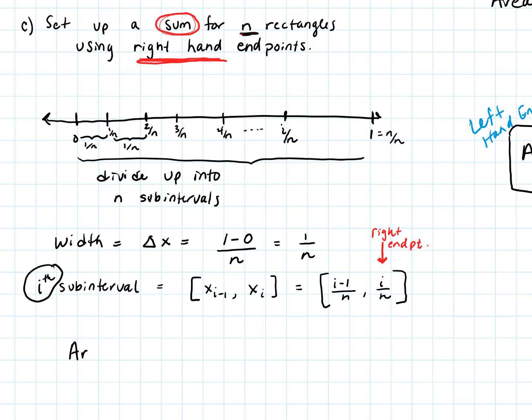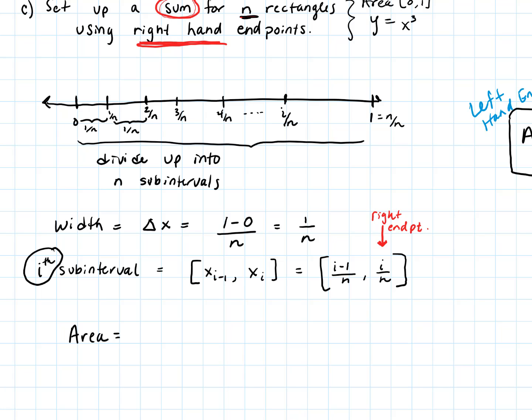So now to find the area, we're going to remember the function that we're looking at. I know it's off the screen right now, so I'm just going to write it again. It's the area from 0 to 1 under y equals x cubed. So to find the area, we're going to take the sum of n rectangles. The area is going to be approximately, by the way, the sum of the areas of n rectangles. So the area under y equals x cubed on the interval from 0 to 1 is approximately equal to the sum of those rectangles' areas.